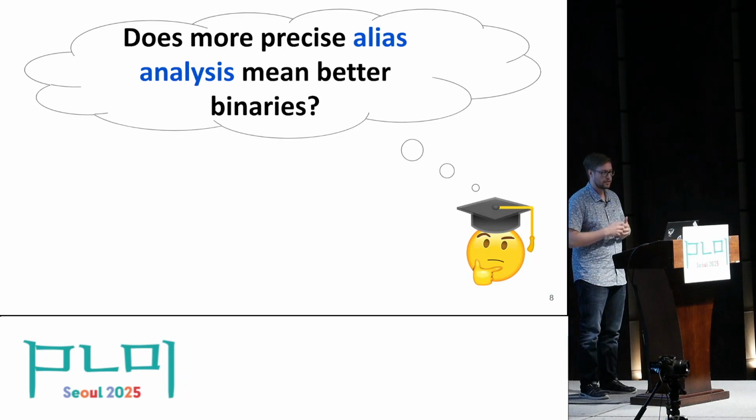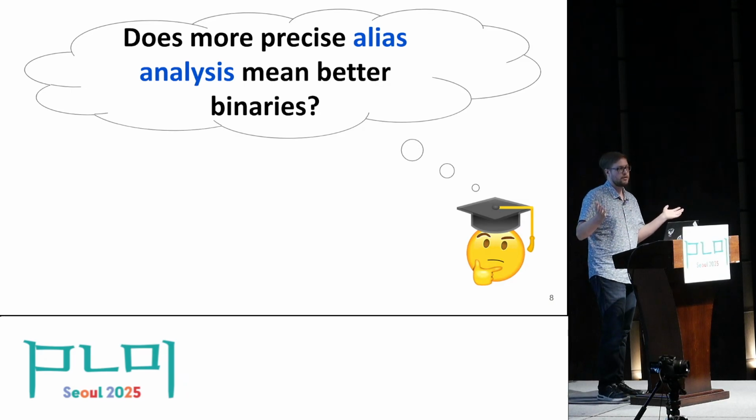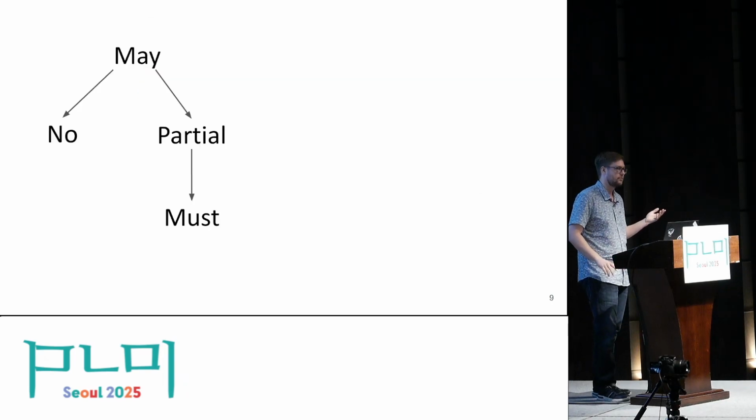Now, to study this, of course, we need to simulate several levels of alias analysis, essentially. And how do we do this? I think there are essentially two choices, really. You can go down through this lattice, and this is really hard, right?